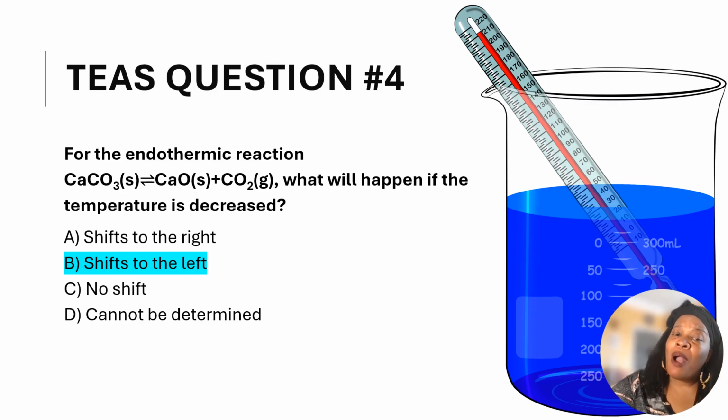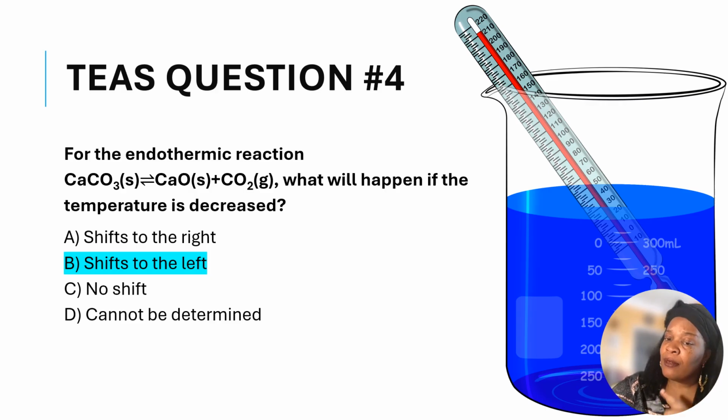Now let's talk about why the other answer choices are incorrect. A, it shifts to the right. Well, this is incorrect because a shift to the right would absorb heat, which is not what the system wants to do when the temperature is decreased. So this system instead will shift left to release that heat. And then letter C says no shift. Well, this is incorrect because a decrease in temperature will disturb the equilibrium, causing a shift.